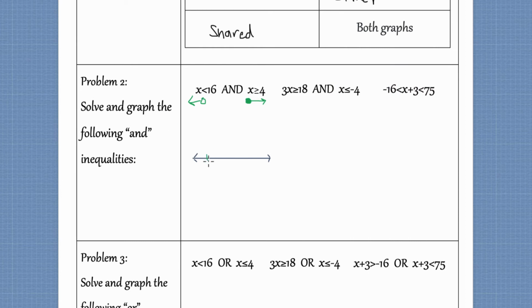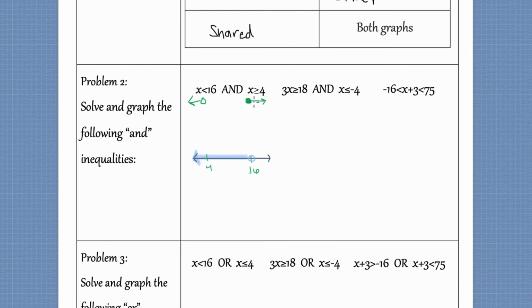And let's say that 4 is located about right here and 16 is located right here. So we're going to graph the 16 one first. It says that we have an open circle at 16 and that we are shading everything to the left of that open circle. And we're going to have that arrow there that indicates everything shades all the way to the left.